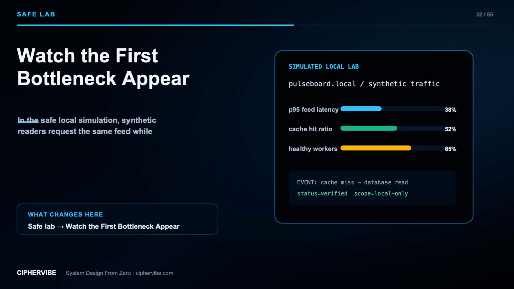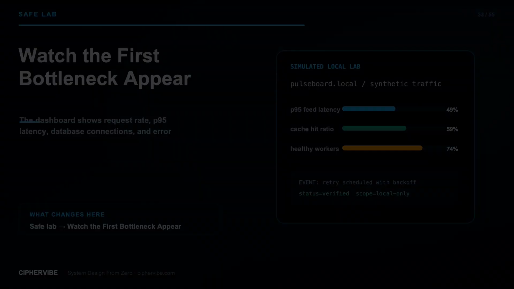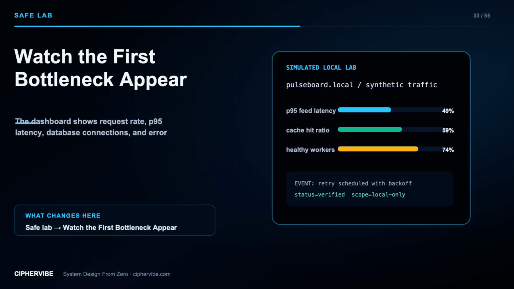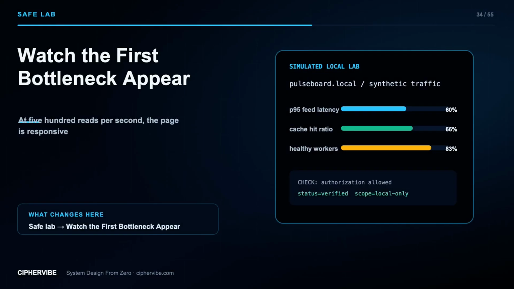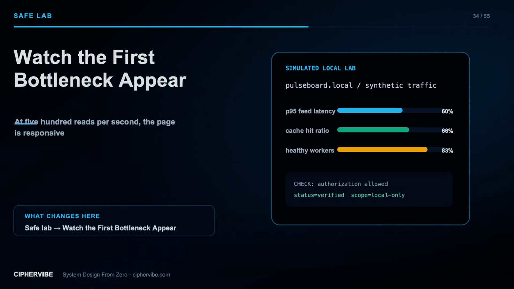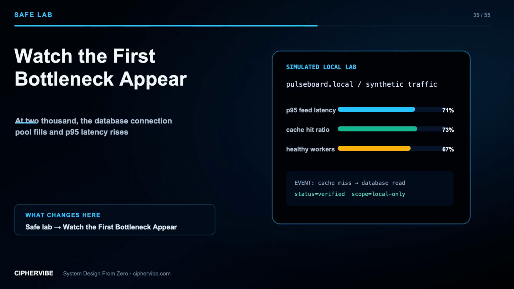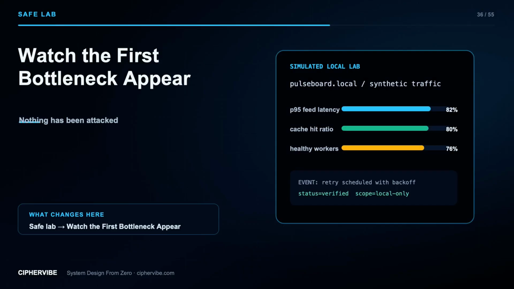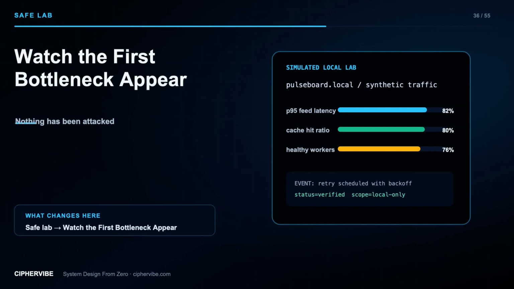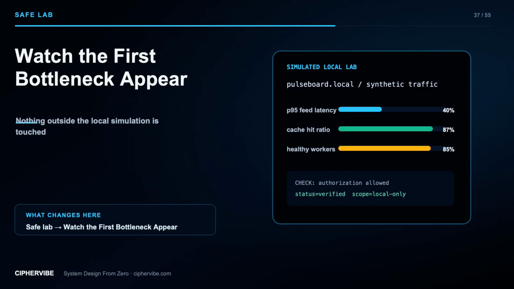In the safe local simulation, synthetic readers request the same feed while synthetic writers publish a post every few seconds. The dashboard shows request rate, P95 latency, database connections, and error count. At 500 reads per second, the page is responsive. At 2000, the database connection pool fills and P95 latency rises. Nothing has been attacked. Nothing outside the local simulation is touched. We have simply made demand visible.